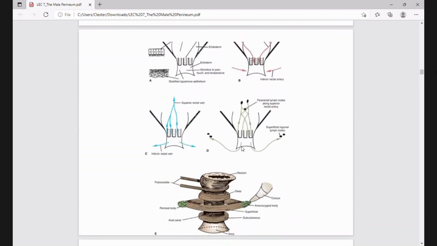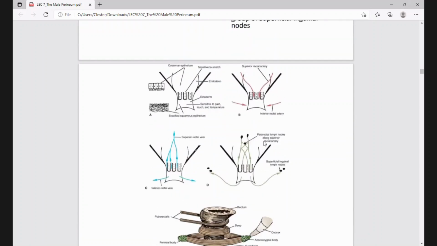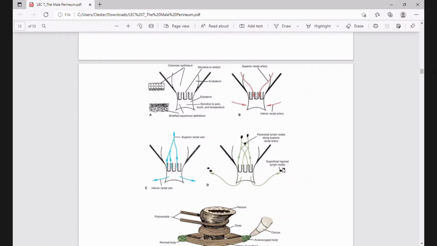Now, the lymphatics: the upper half goes upward towards the pararectal nodes, while the lower half of the anal canal goes to the medial group of the superficial inguinal lymph nodes. You see here, if you have a pathology or a lesion involving the lower half of the anal canal, you can have enlarged lymph nodes in the inguinal region. So if you have enlarged lymph nodes in the inguinal region, don't only look at the lower extremity. Also look at the anal canal, because the lesion might be there, and that's the reason why you have inguinal lymphadenopathy in your patient.